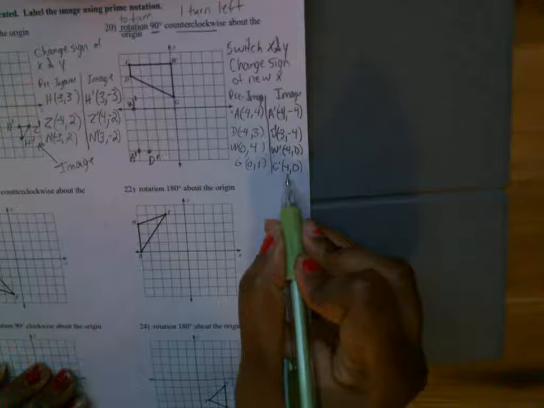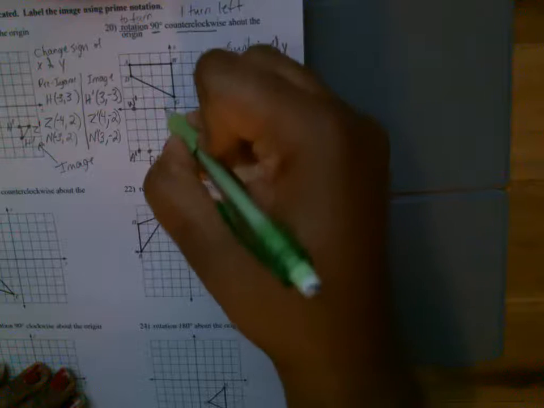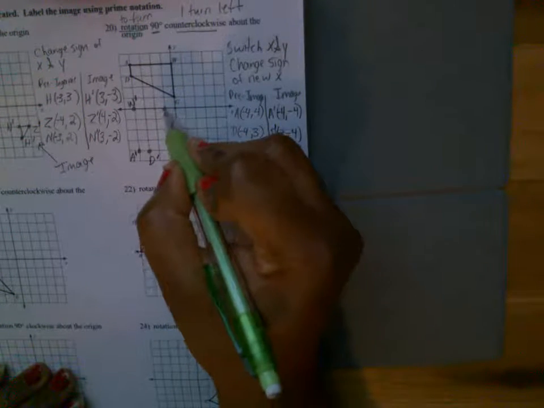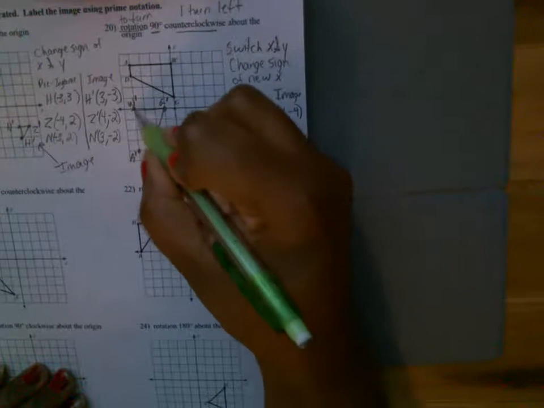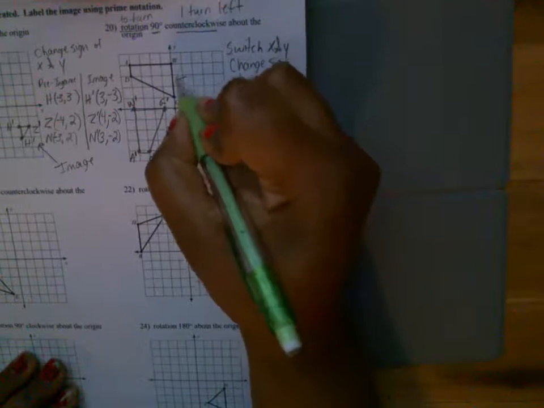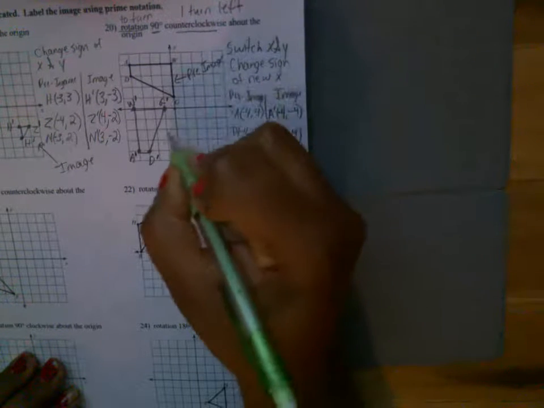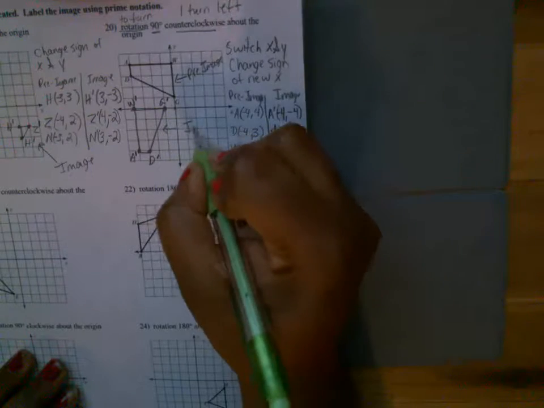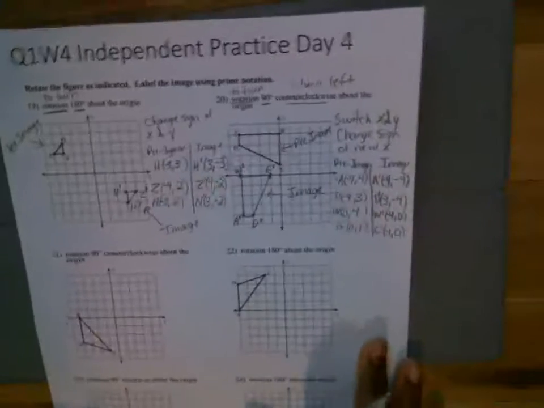G is negative 1 and 0. Start at the origin. Go to the left one time, and 0 is neither up or down. This is my new location for G. This is G prime. And if you remember the picture before, it looked just like this. So this picture is the pre-image before the move. And this one is the image after the move. Please take a picture if you need that. I'll put both of them in the picture.